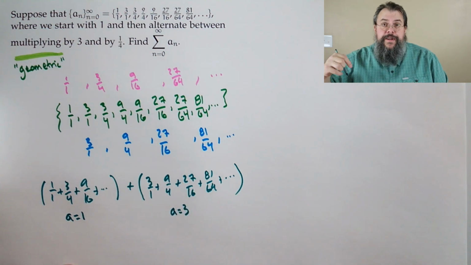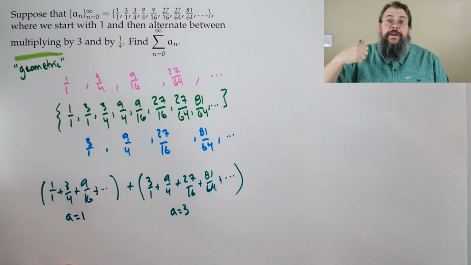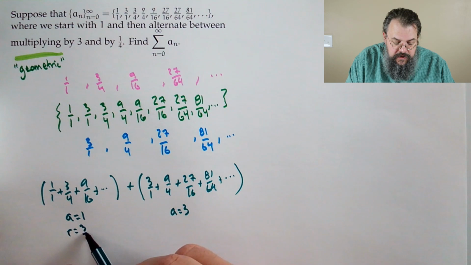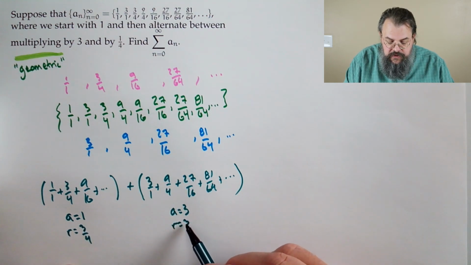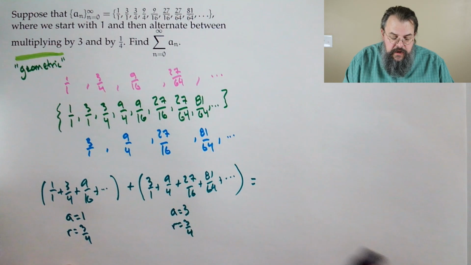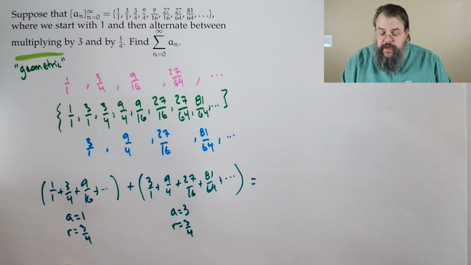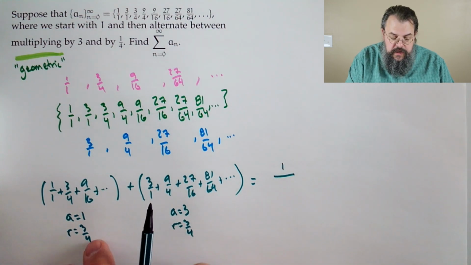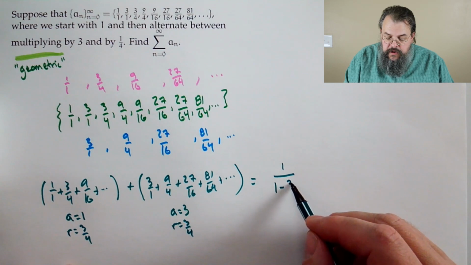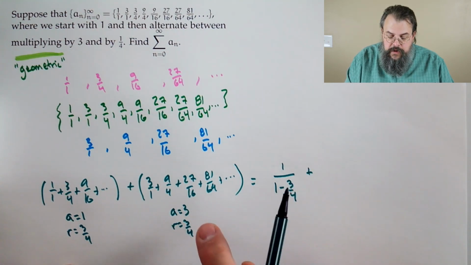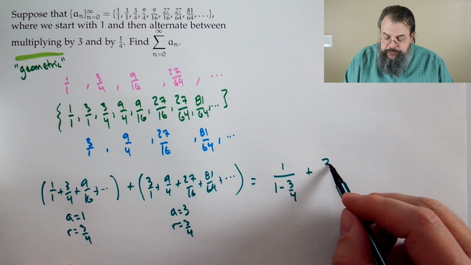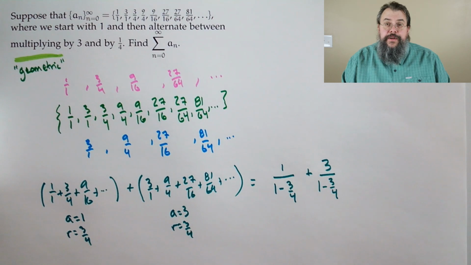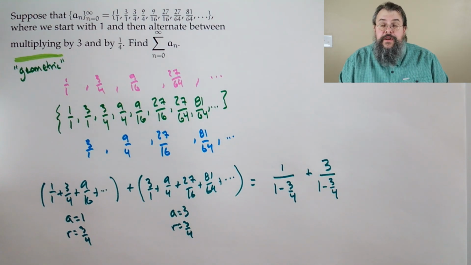Now, the reason I'm emphasizing it is to do geometric, you need to know the first term and your ratio r. What are you multiplying by? Well, here, 3/4. Here, still 3/4. So now we're like, perfect. Our ratio is less than 1. We have nice geometric series. So the first sum will become 1 over, then downstairs, 1 minus 3/4. The second one, first term is 3 over 1 minus 3/4.